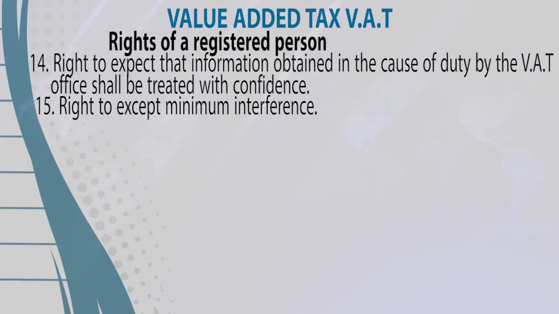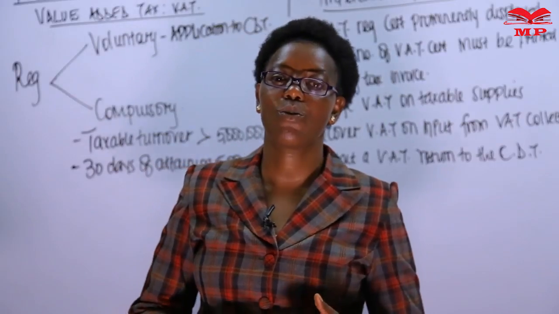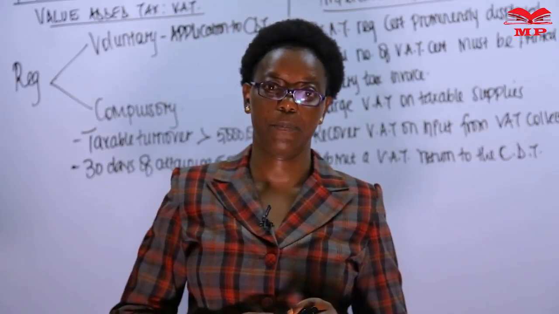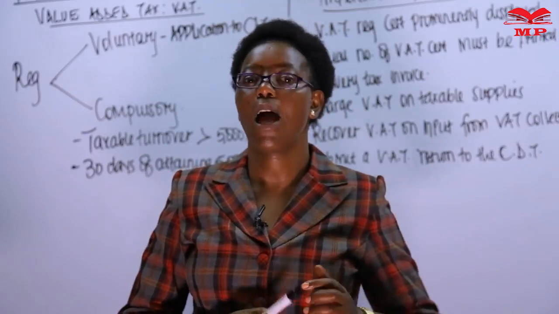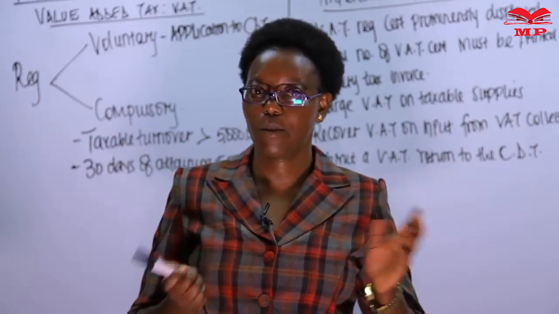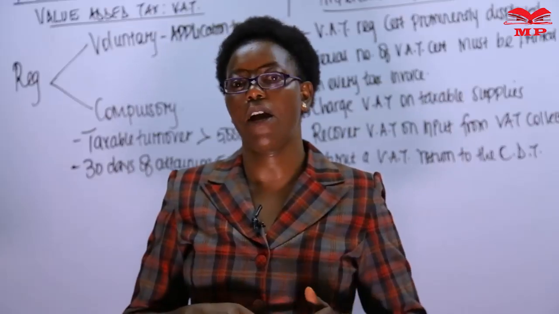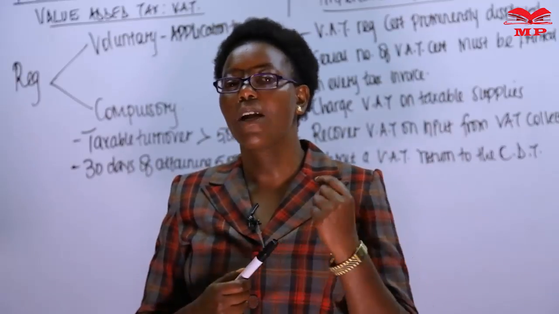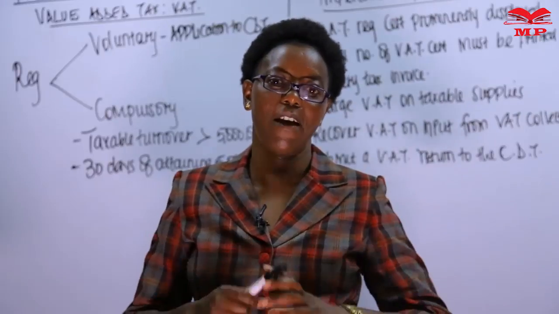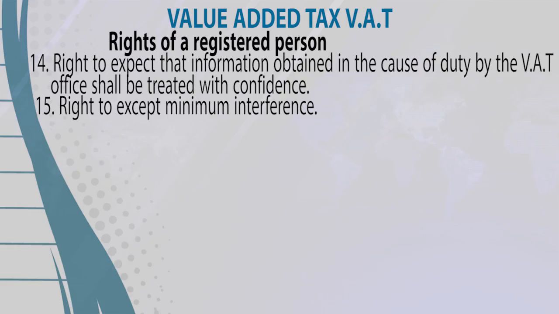Now, when the KRA officers are to come to the business, they should always do so within business hours. So it should not be outside of business hours. They should not come at night. Normally 8 to 5, they will come in and they will have to identify themselves so that you can have proof that they are genuine and they have been sent by the commissioner.